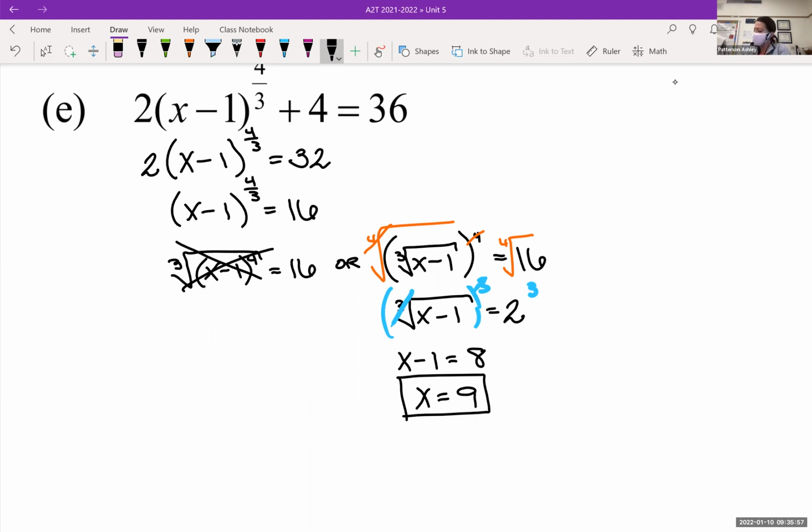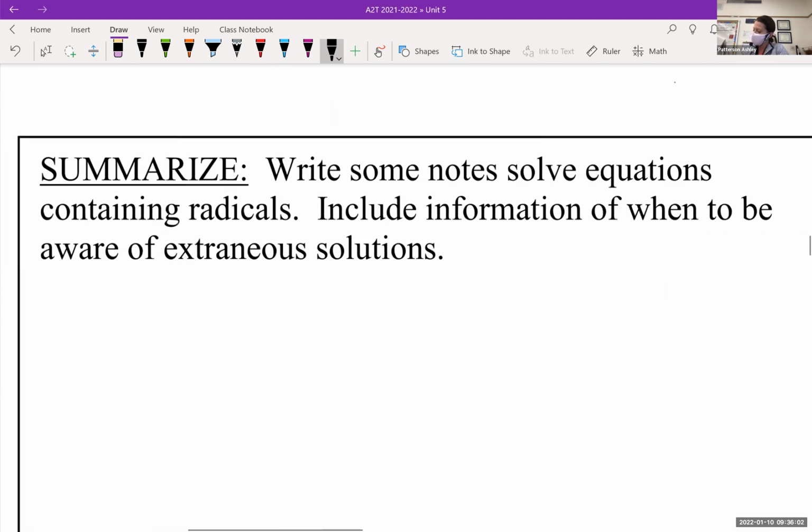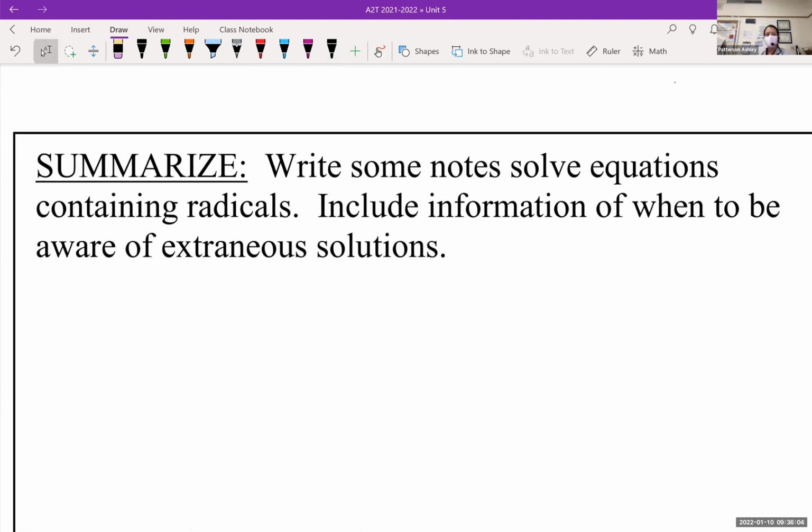All righty, what I'd like for you then to do, please take a minute, write some notes about solving equations containing radicals. What do you think you will need to remember when you get home and are practicing on your own? Include information of when to be aware of extraneous solutions, please.